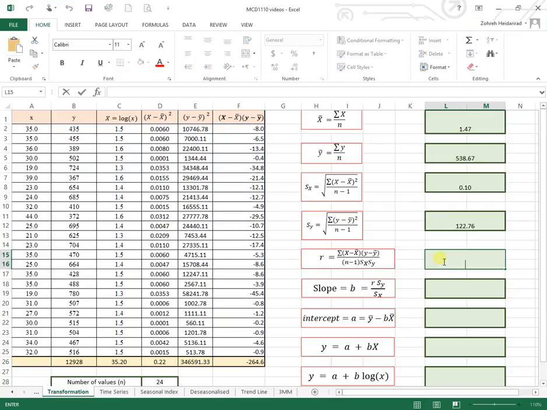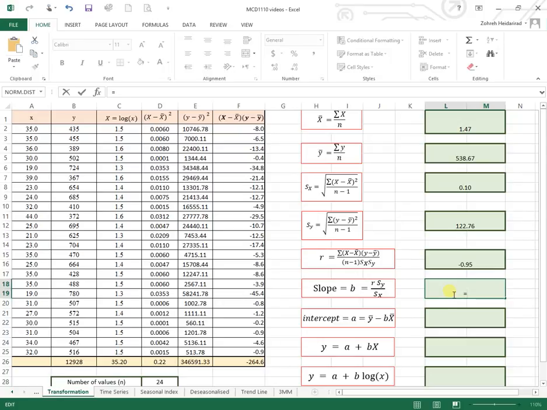So correlation coefficient equals this value, sigma of (x minus x bar)(y minus y bar), divided by n minus 1 times standard deviation of x times standard deviation of y, and close the bracket and press enter. So the correlation coefficient here is negative 0.95. Now we have all the values which are needed to calculate the slope.